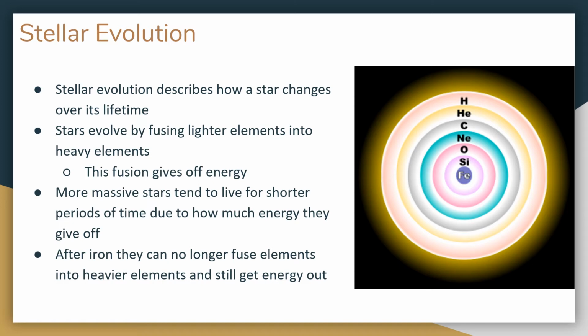Stars evolve by fusing lighter elements into heavier elements. For example, a star can fuse hydrogen into helium, helium into carbon or oxygen, and so on. The last element that stars can fuse into is iron, because stars would need to put in more energy to fuse iron than they would get out of the fusion. So this is where fusion stops and the star is left with an iron core.